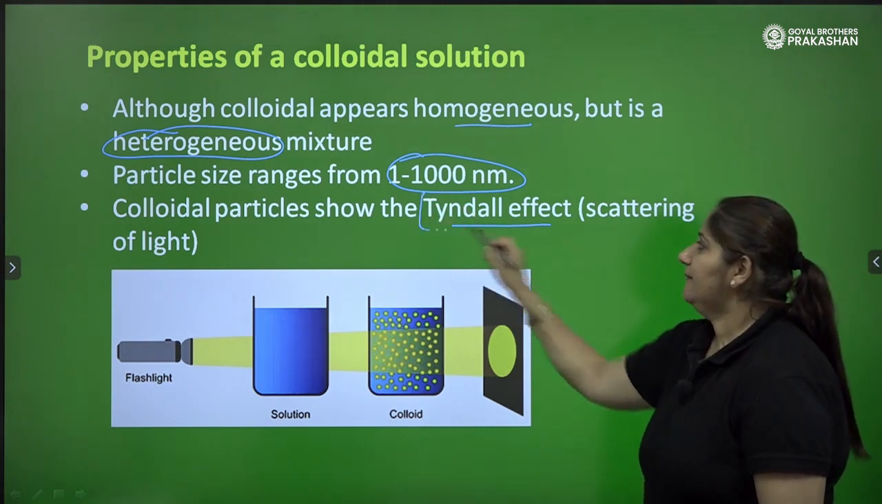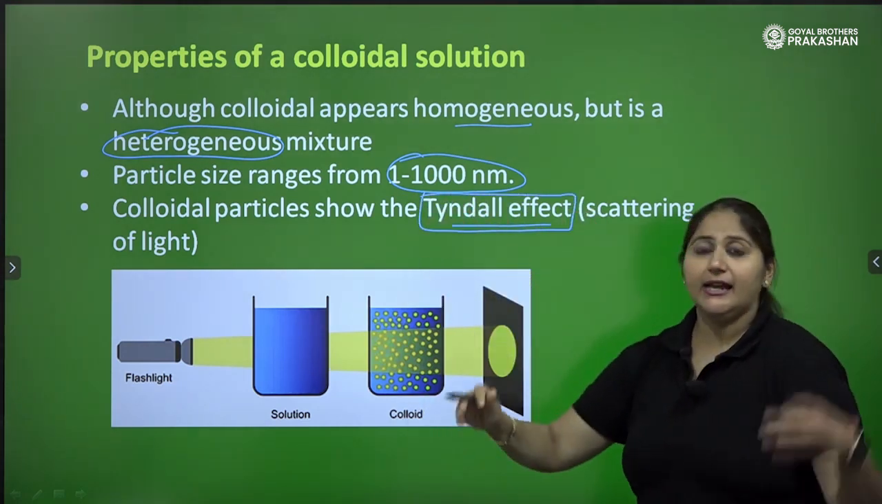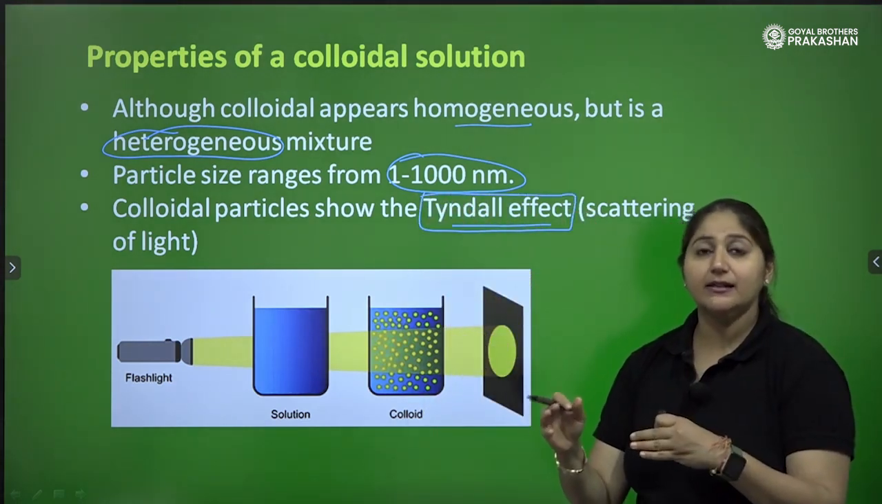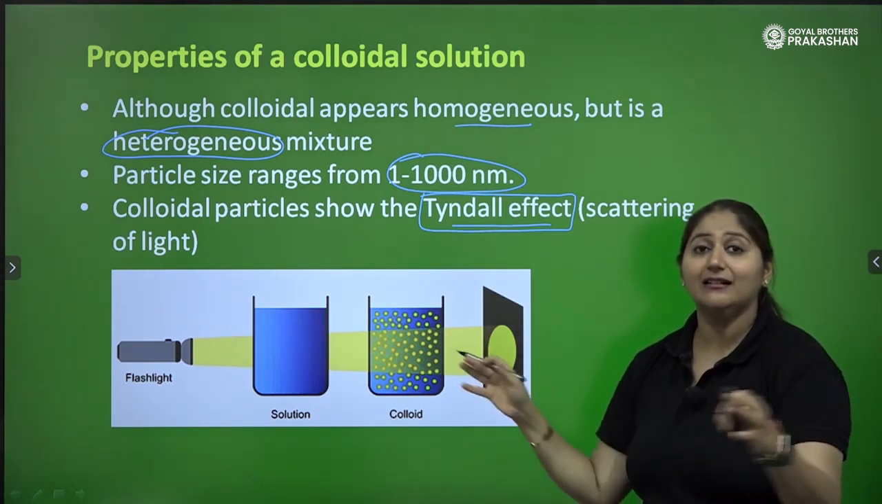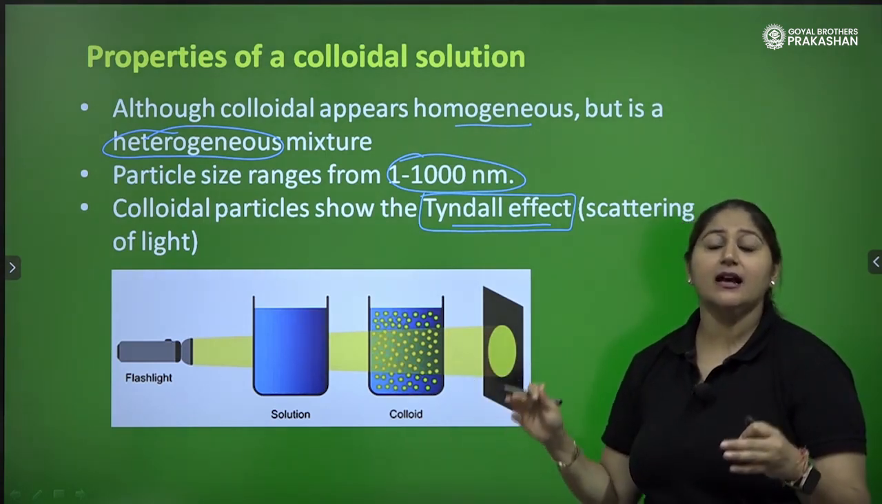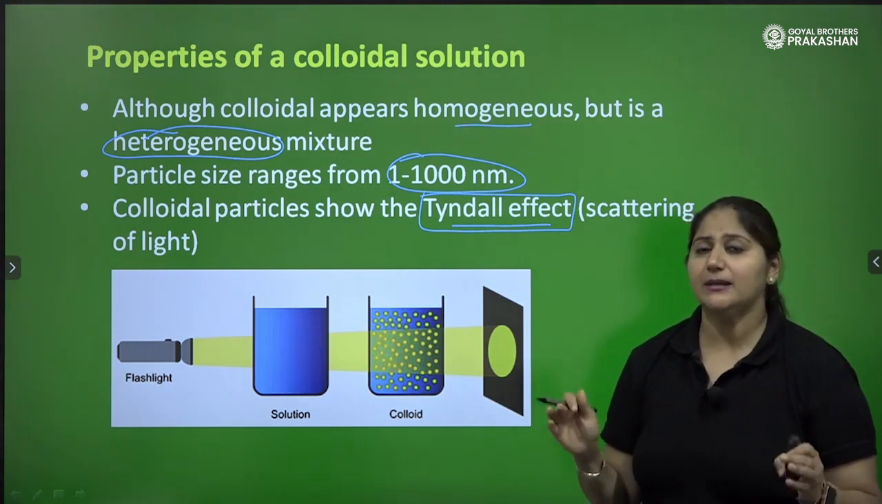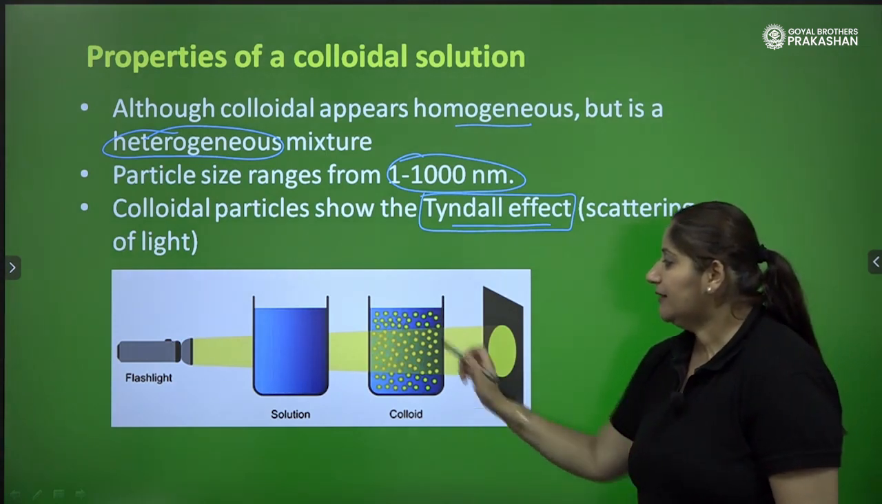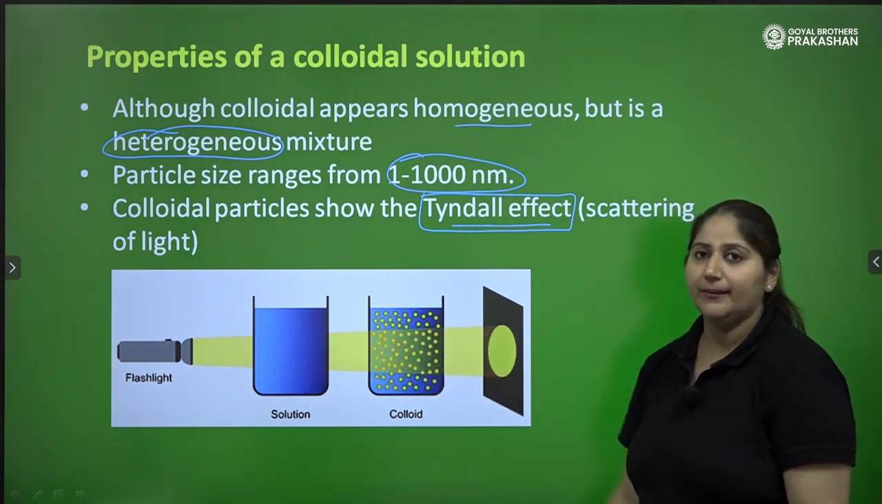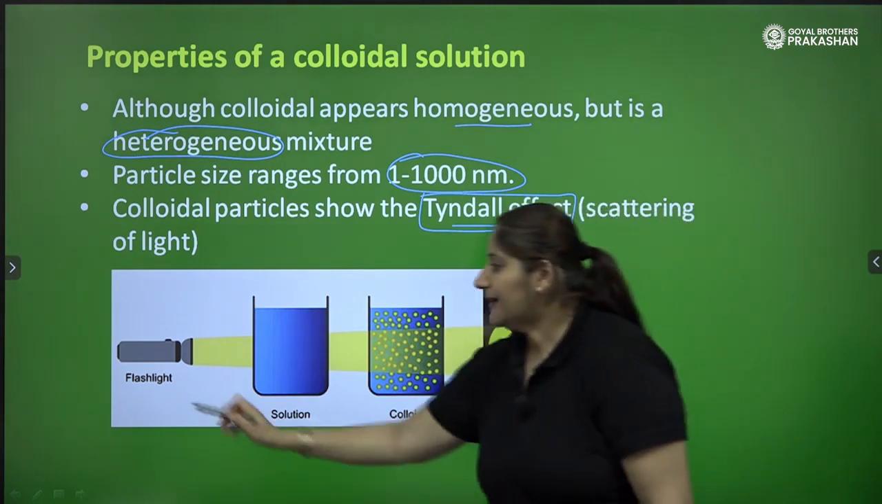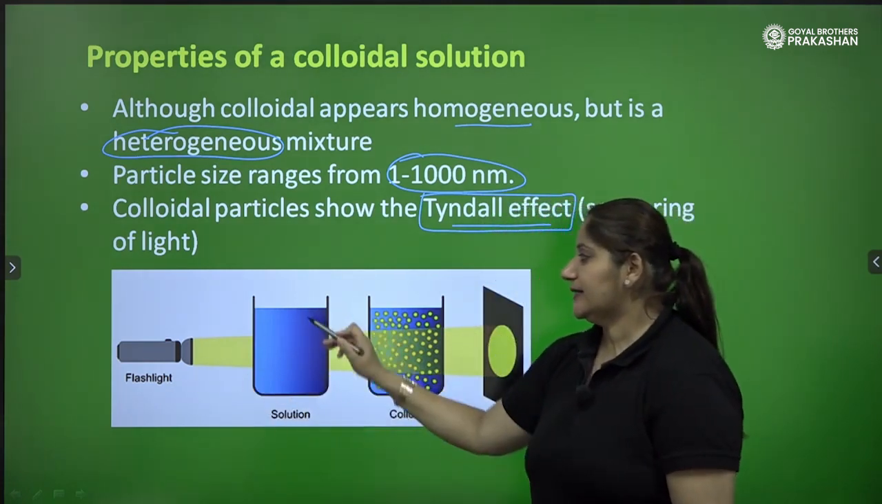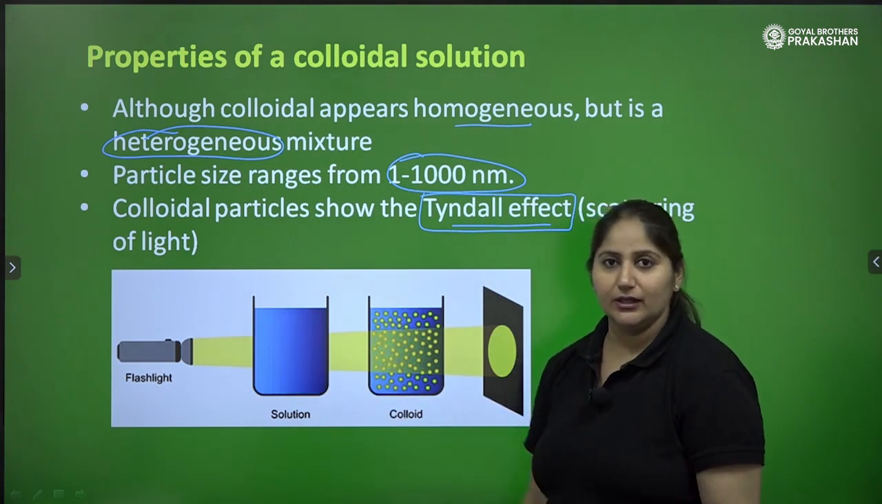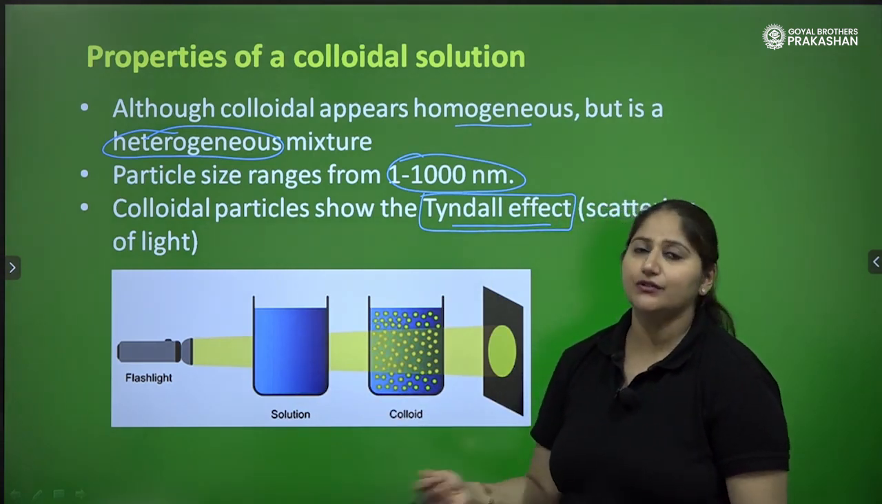And what is Tyndall effect, children? When the light falls on the particles, light scatters away. So particles are big enough to scatter the beam of light. That's why they are visible in the path of light. So when a flashlight is passed through the solution, see, the particles are not visible at all. They are homogeneous, evenly distributed.